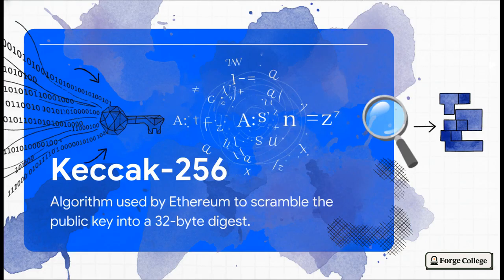Now, the absolute powerhouse behind that fifth step is Keccak 256. This is the specific cryptographic hashing algorithm Ethereum uses to scramble the public key. And the real magic here is that it's a strict one-way street. Think of it like a blender. You can't unblend a smoothie. It's mathematically impossible to reverse engineer an address back into a private key, which keeps your control mechanism totally hidden from the public.